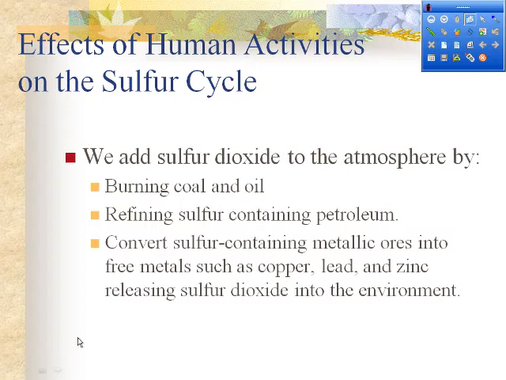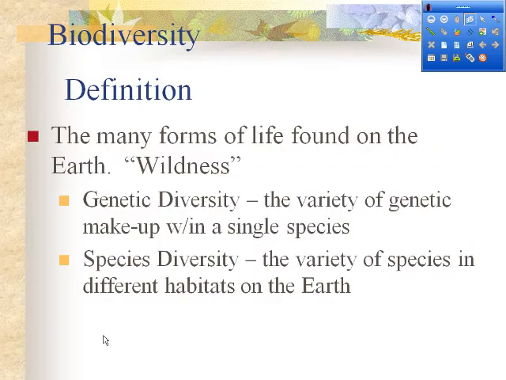So the sulfur cycle, we add sulfur dioxide because we burn coal and oil. When we refine petroleum, that adds sulfur to the atmosphere. Converting into free metals releases that sulfur dioxide. That's one of the byproducts, and that releases it into the atmosphere and into the environment.